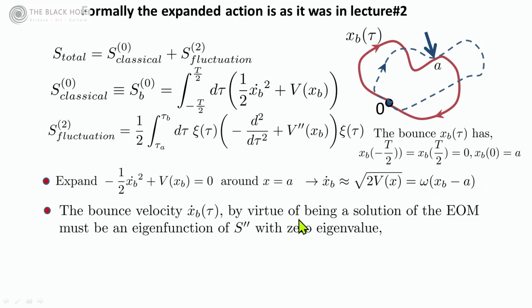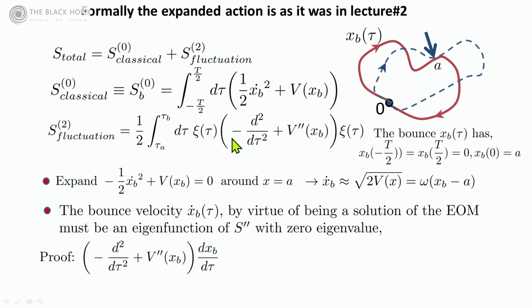Now, here's an interesting point. This bounce velocity, xb dot, is a solution of the equations of motion, but it must be an eigenfunction of the operator over here with 0 eigenvalue. And so this is just like in the previous case that we did with the symmetric well. So far, we are not doing anything different. I'm merely reiterating what we had done in lecture 2, basically.